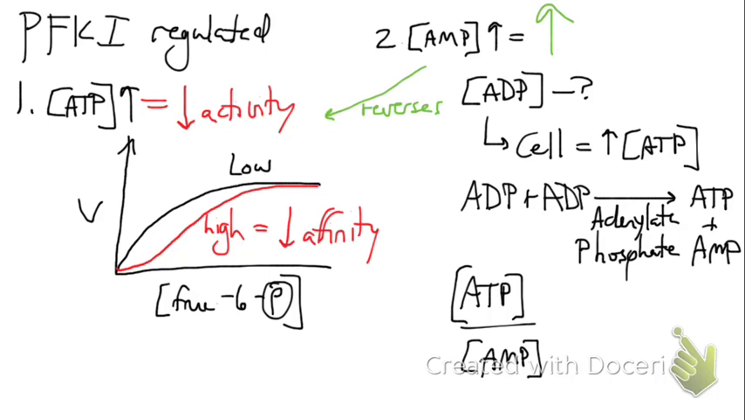So the first way PFK1 is regulated is through ATP. The second way is through AMP. And I told you guys this is the most highly regulated enzyme that's out there, or at least in glycolysis. And the concentration of citrate is also a regulator. So a high level of citrate is going to equal a decrease in activity. So it's going to be a negative modulator. It's going to be a negative regulator.